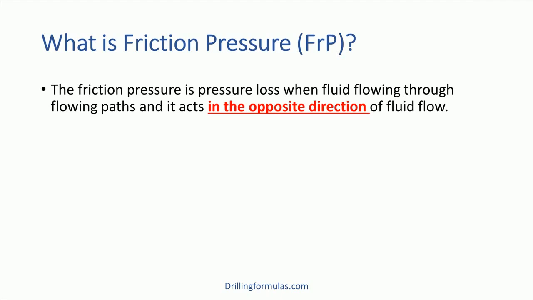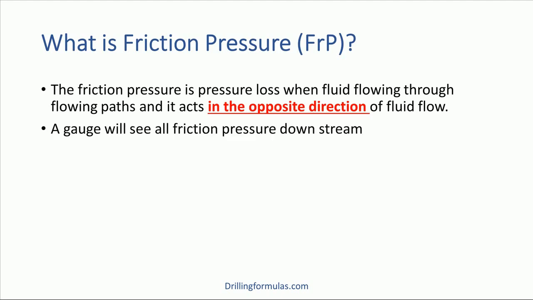Friction pressure is pressure loss when fluid flows through flowing paths, and it acts in the opposite direction of fluid flow. A gauge will see all friction pressure downstream.